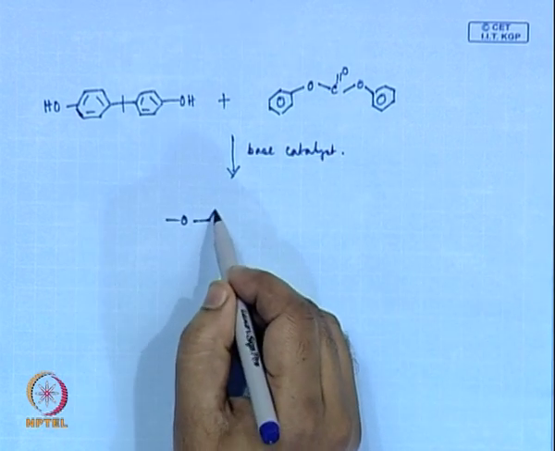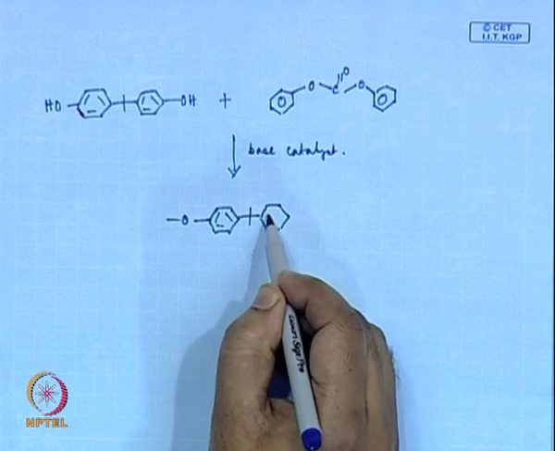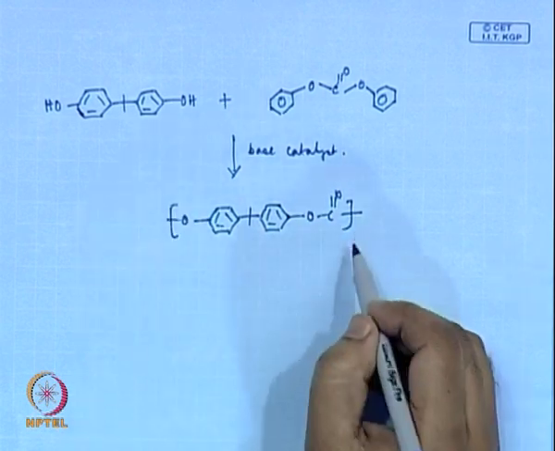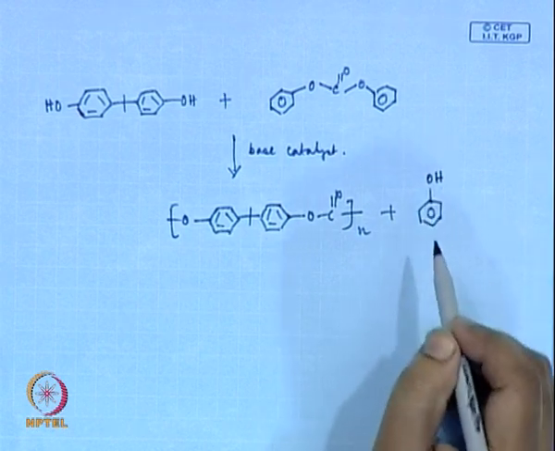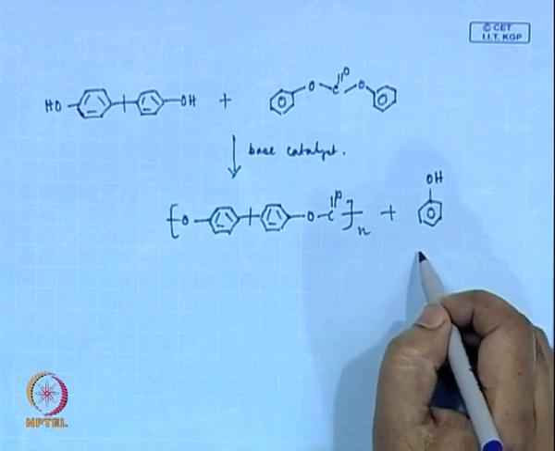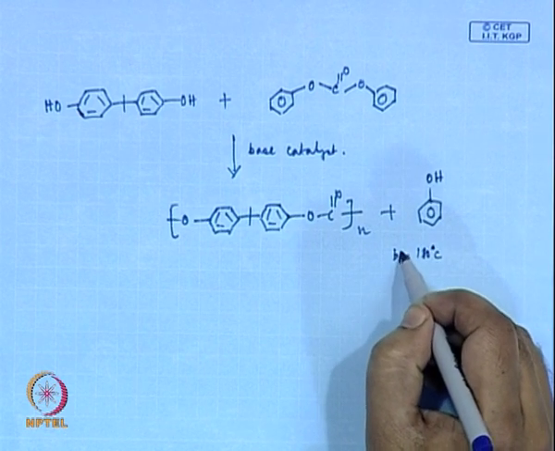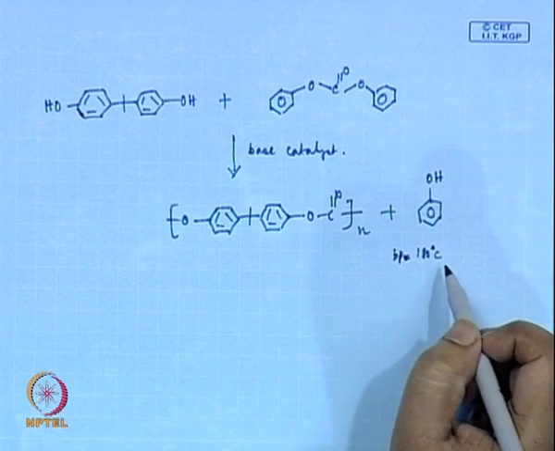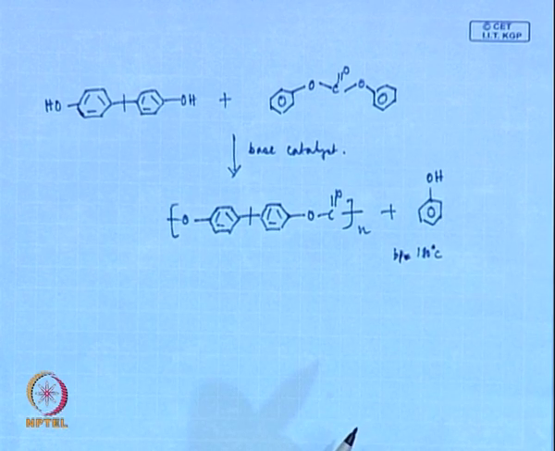So, that gives us phenol as byproduct. Now, in this reaction the boiling point of phenol is 180 degrees centigrade. So, you can imagine that you have to at least have a reaction temperature of 180, so that you can take out the phenol vapor from the system.